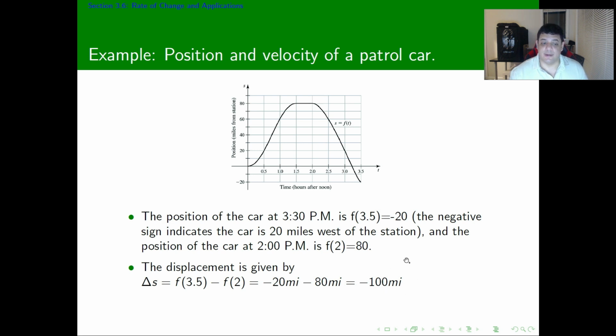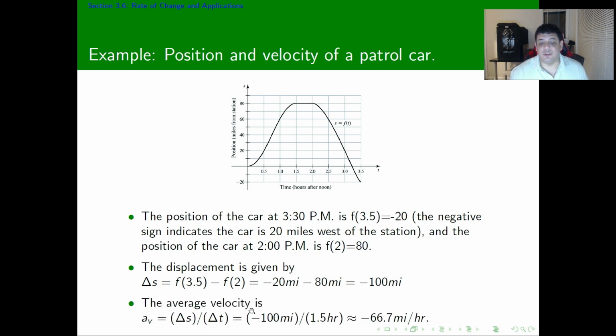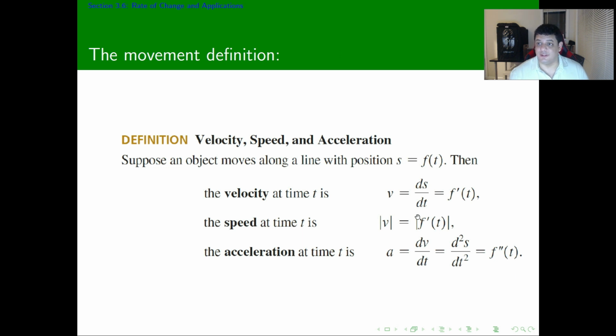Now the average velocity is going to be the difference in position over the difference in time. So I take 3.5 minus 2, and that's going to give me 1.5 hours. And so the average velocity is going to be minus 66.7 miles per hour. So this is giving me how much the car is moving on average between these times. Of course, that's not the instantaneous velocity, which will be a better approximation.